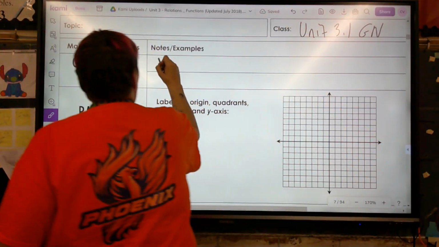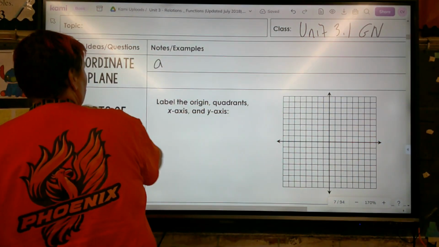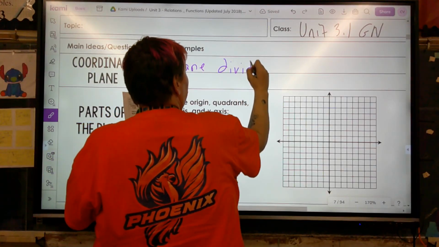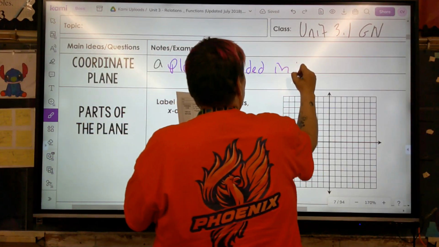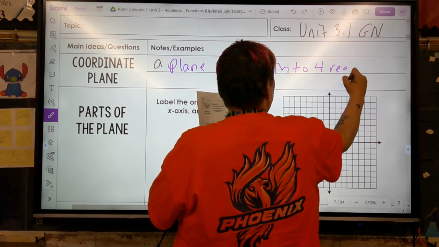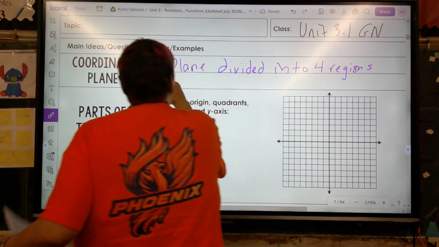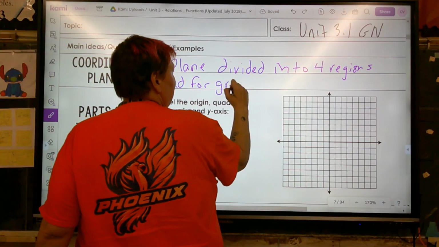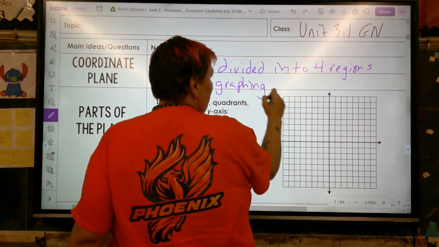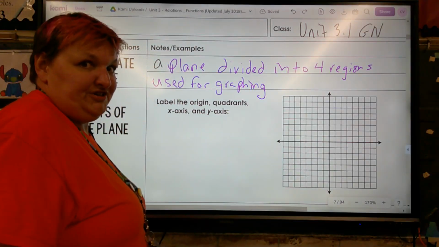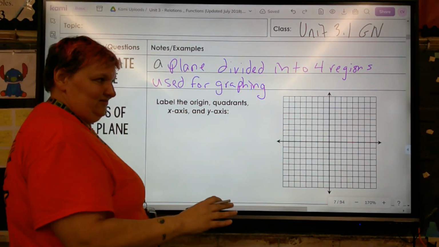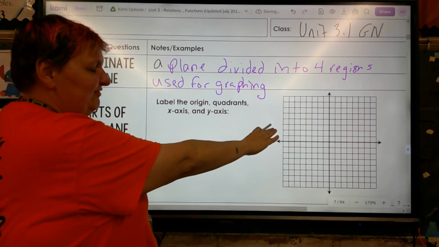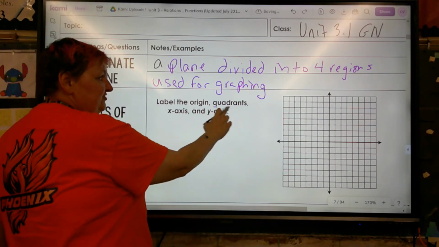Coordinate plane. A plane divided into 4 regions used for graphing. You've probably seen one before, maybe with or without information. Okay? You need to know, one, this is a coordinate plane. It has 4 regions, also known as quadrants.